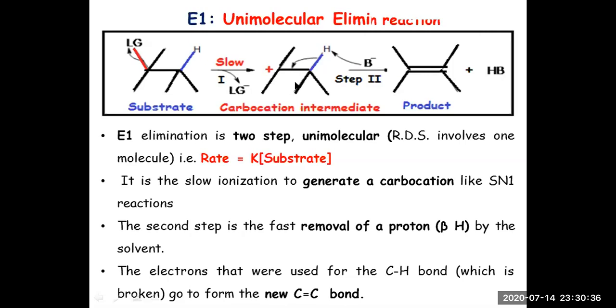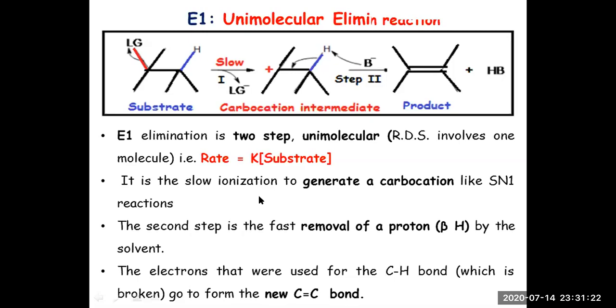So this is how we summarize the two steps of the E1 mechanism. But you'll find that in the slow step only the substrate is involved. The base comes into the picture in the second step, where abstraction of beta hydrogen is done by the base. So the rate of the reaction depends only on the concentration of substrate and not on the concentration of base, and therefore we call this reaction a unimolecular reaction, because even though there are two molecules taking part in the reaction, the rate of the reaction is independent of the concentration of base. It depends only on the concentration of substrate, and therefore E1.